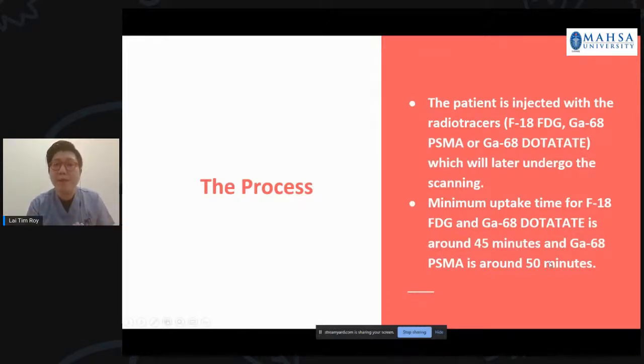Okay, minimum uptake time for F18 FDG and gallium-68 DOTATATE is around 45 minutes, and gallium-68 PSMA is around 50. It means that after the injection, the patient needs to wait 45 to 50 minutes before their scan for the uptake to take place.